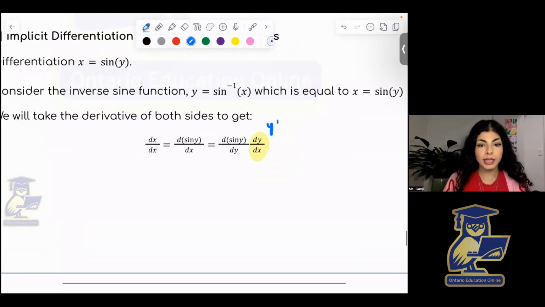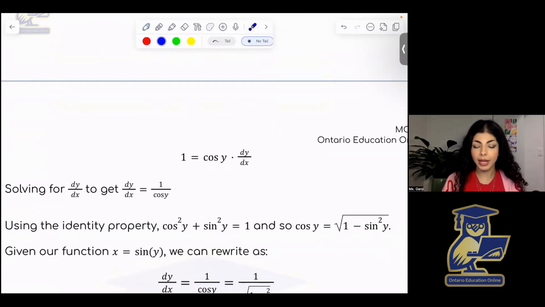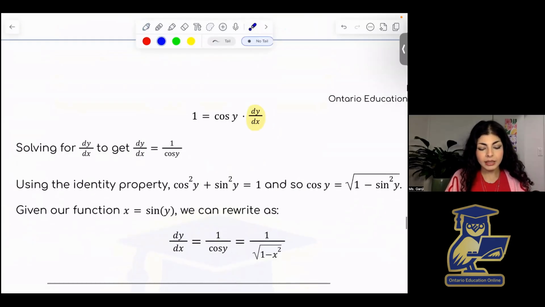So now we're going to isolate for y prime. So on my left-hand side, I have that 1, and then the derivative of sine of y is just cosine of y. And then there's that derivative again. So now solving for dy by dx, we get dy by dx is equal to 1 over cosine of y.